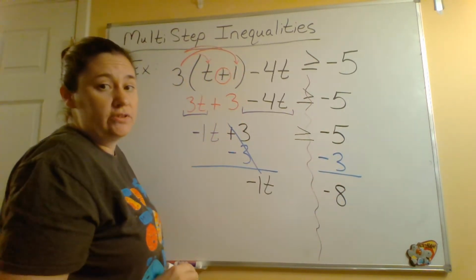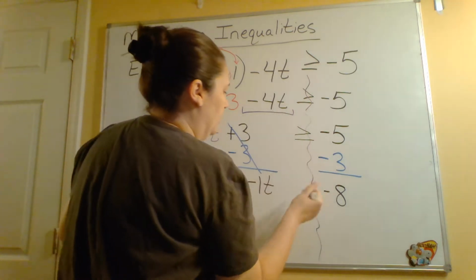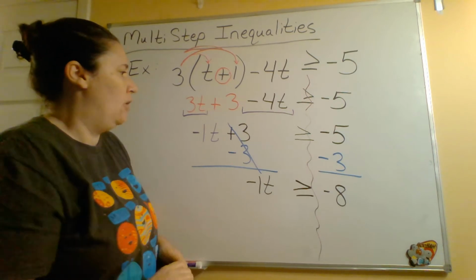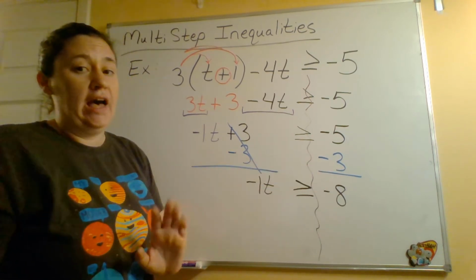Use those calculators if you're not great with integers. Put the sign between them. We have not flipped the sign. All we did was subtract 3. We didn't divide by a negative number.